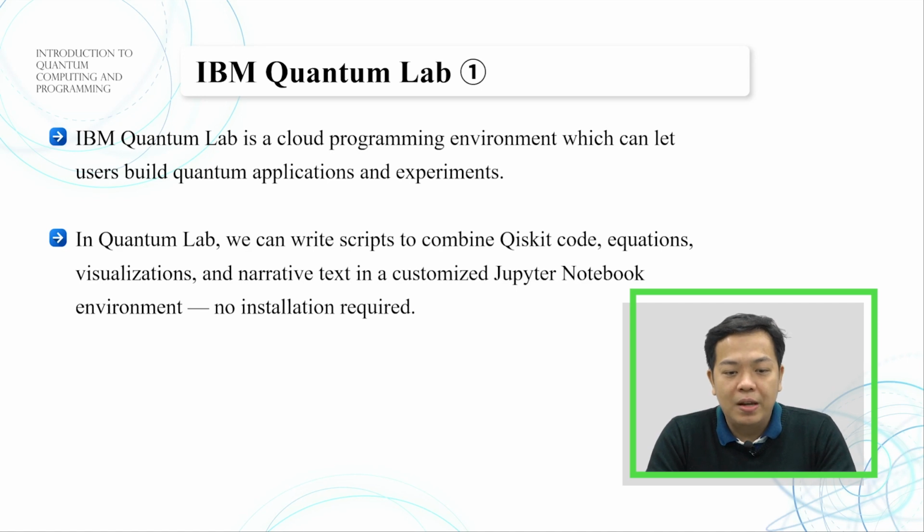In the Quantum Lab, you can write Qiskit code or equations. You can simulate and write how to evaluate the qubit state. Very important, the Quantum Lab is very similar to a Jupyter notebook. If you're familiar with Python or AI programming, this platform is very easy to follow from the first time.